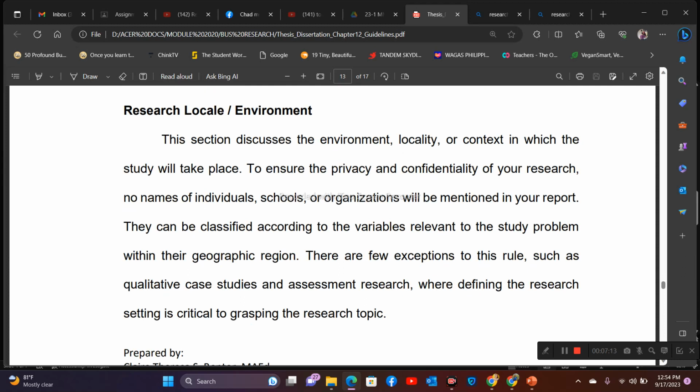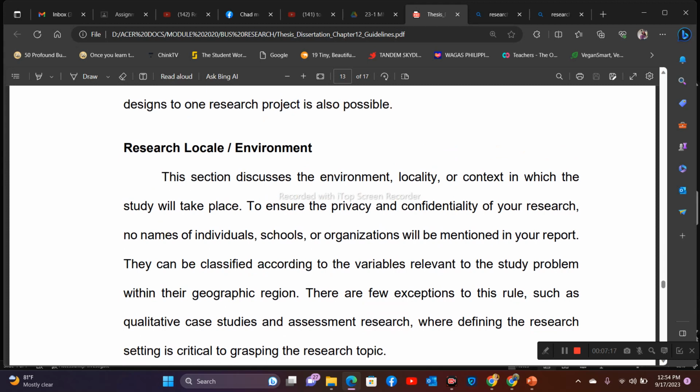Next is the research locale or the environment. What's in the research locale and environment? You have to identify the geographic region, the specific location where your study will be conducted.